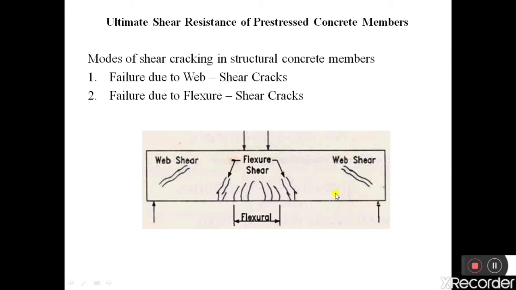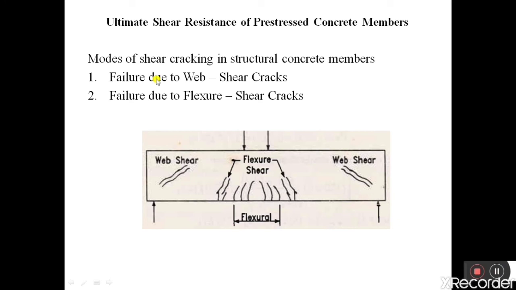So we are going to analyze a given beam and calculate the maximum shear resistance, or maximum shear capacity, of the beam when it undergoes a web shear failure or a flexural shear failure. So let us see the failure due to web shear cracks.